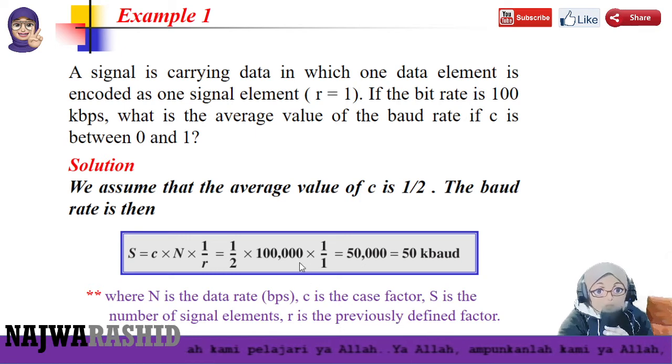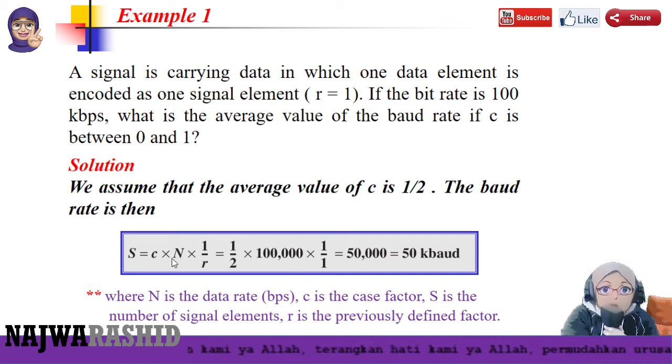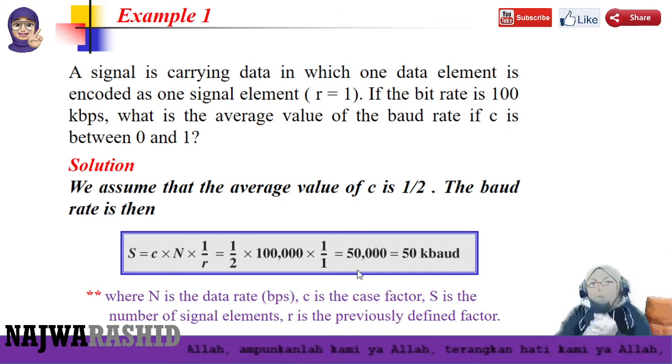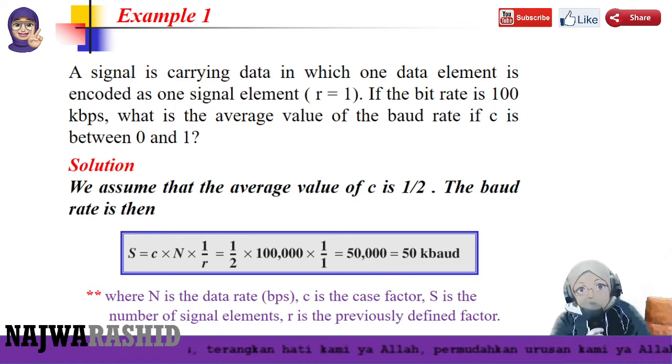Change into seconds, make sure it is in seconds. And then 1 over R equal to 1. So 1 over 2 (c) times 100,000 bit per second, this one is the bit rate, times 1 over R, 1 over 1. This 1 here refers to the R value. So we will get the answer 50 kilobaud. That is the signal rate.